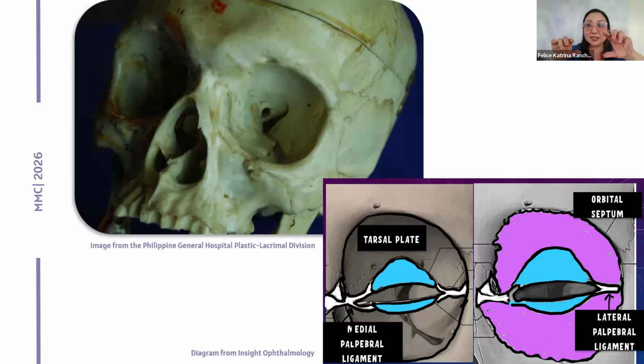Okay, and then the tarsus itself is held like a sling. So it's suspended like a sling via the canthal tendons and their attachments to the lacrimal crest, so anterior and posterior lacrimal crest medially, and to the lateral orbital tubercle on the opposite side.